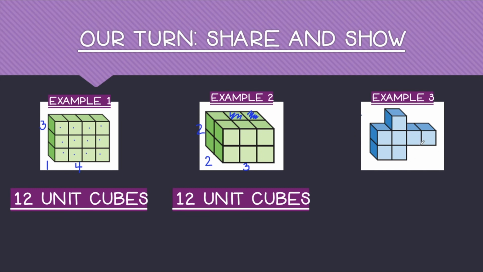Example 3 looks very different from example 1 and example 2 because this is not a rectangular prism. This is an irregular prism. So this was unit cubes being put together in a different kind of way. We can count the number of cubes we have here. 1, 2, 3, 4, 5, 6, 7. So this is made up of 7 unit cubes.